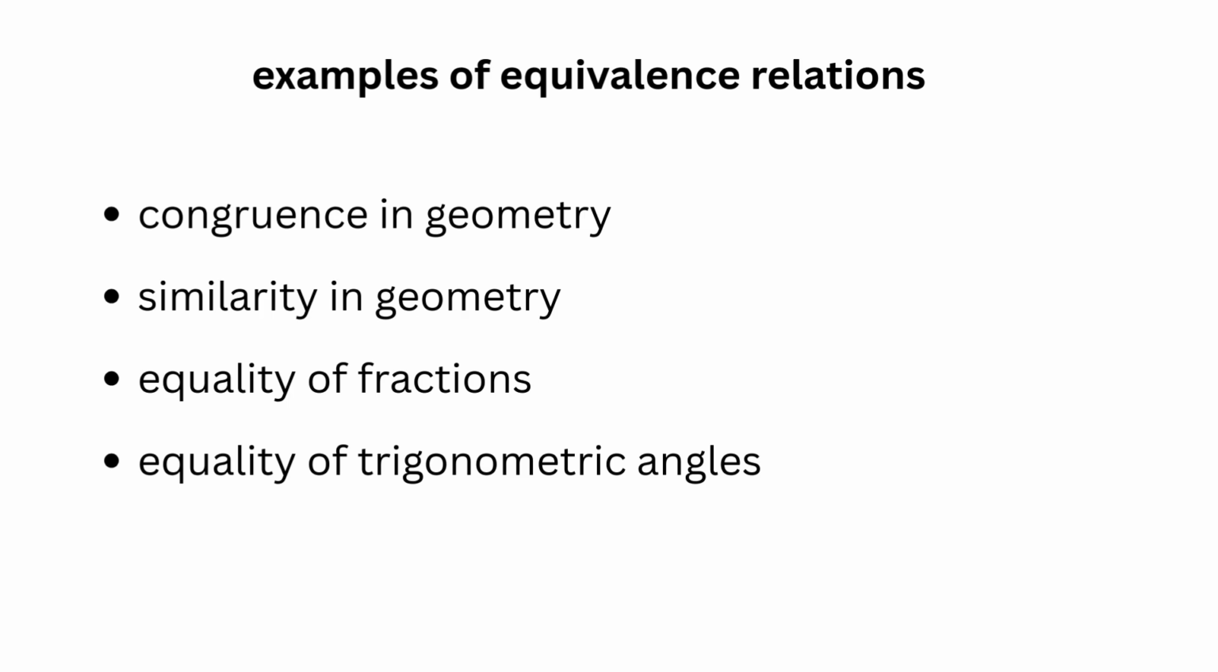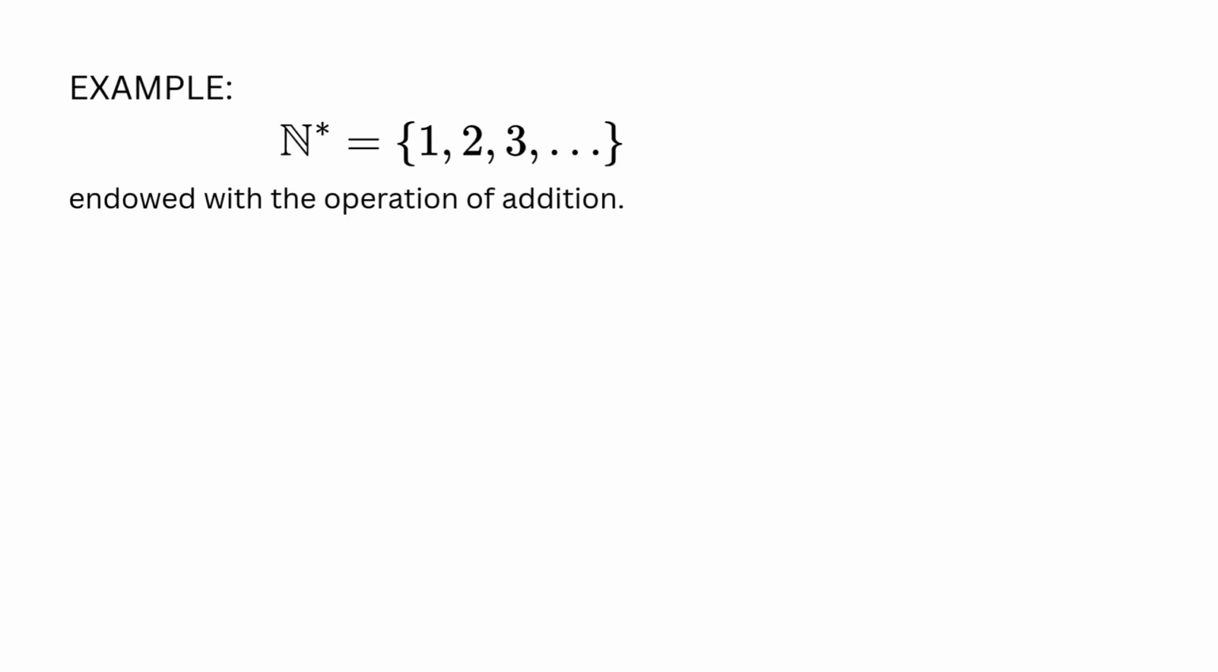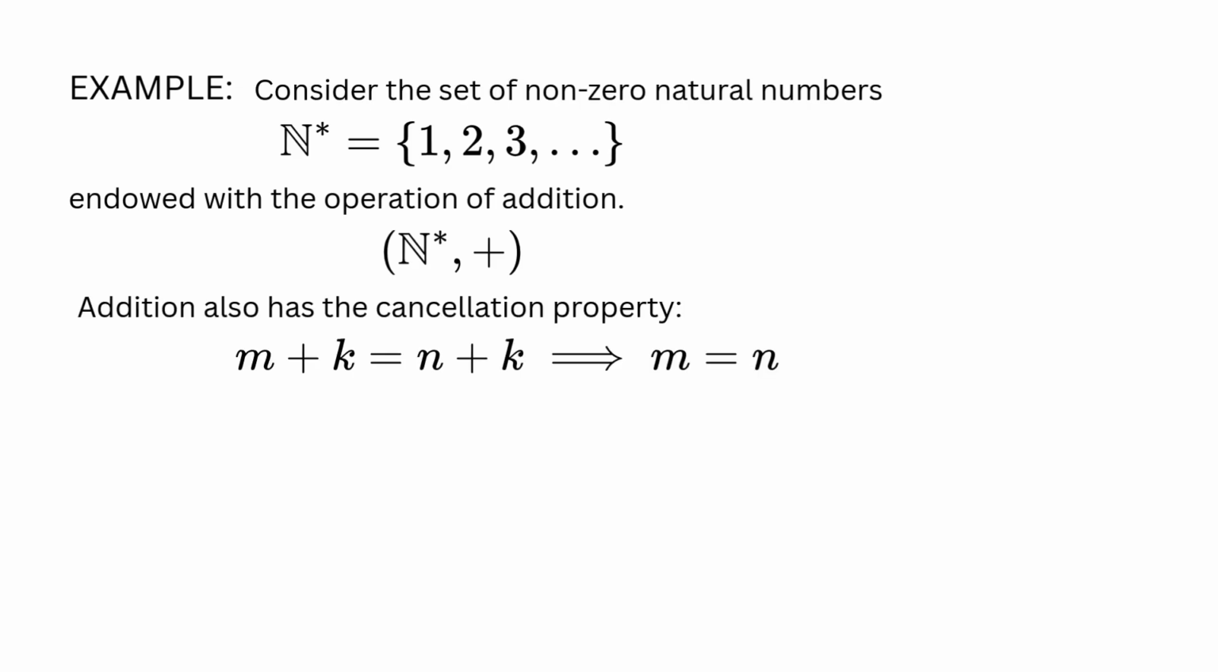Besides the previous examples that are well known, let me show you another equivalence relation which may surprise you, because it makes you rethink what you assumed is obvious. Consider the set of non-zero natural numbers endowed with the operation of addition. This is an abelian semigroup. That is, the operation is associative and commutative. The operation also has the cancellation property.